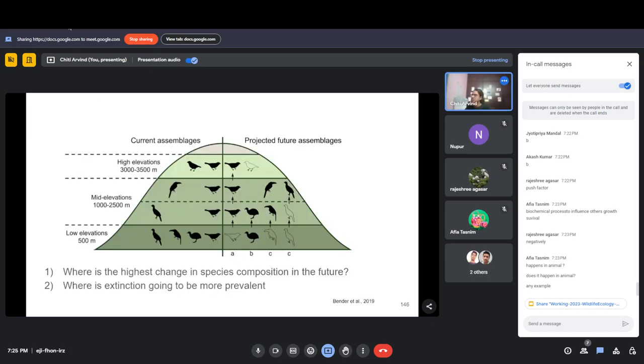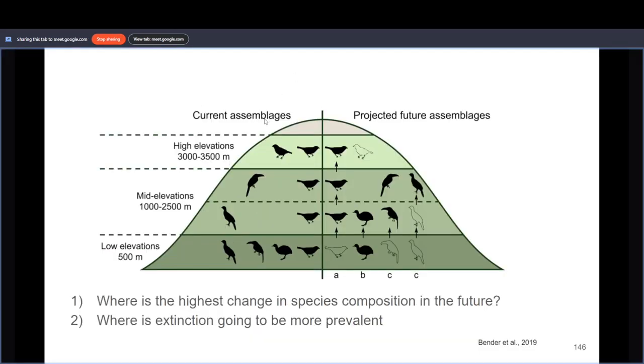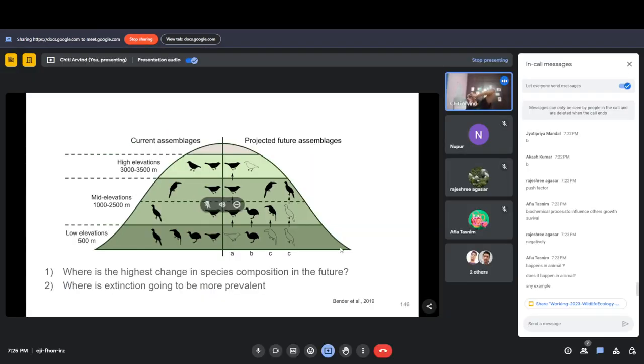Alright, so let's look at this particular figure that shows us assemblages, and we are looking at community assemblages of certain birds across an elevational gradient from low to high, right? You have low elevations till 500 meters, mid elevations from 1000 to 2500 meters, high elevation from 3000 to 3500 and above that, right? And then you have current assemblages on this half, which is the left, and projected future assemblages, which is on the right. So now can you tell me where is the highest change in species composition in the future? In which particular zone?